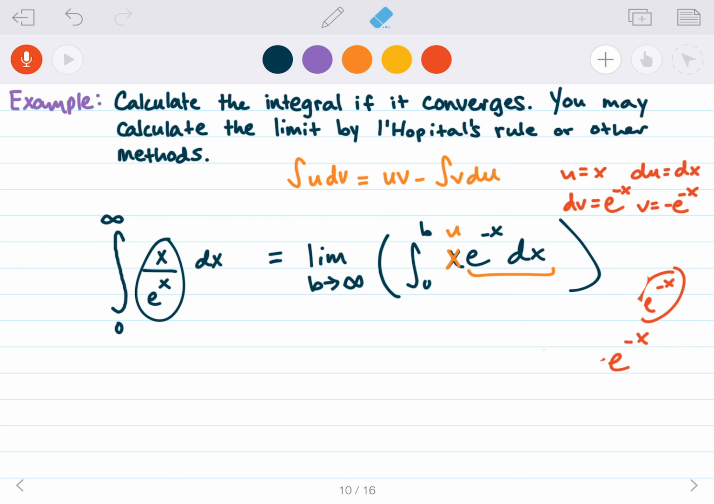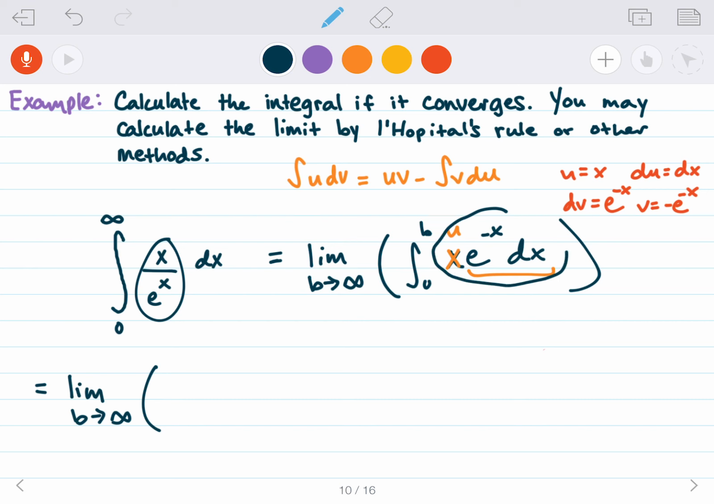All right, so let's go ahead and do this guy. We have the limit as b goes to infinity of the integral. Using integration by parts here, we're just plugging everything into this formula that we have in red.